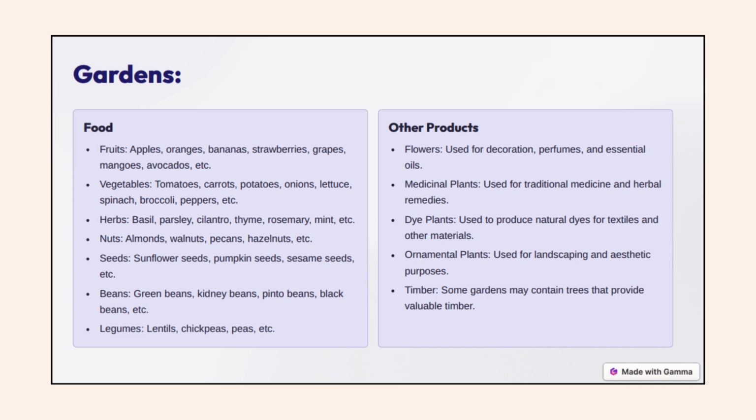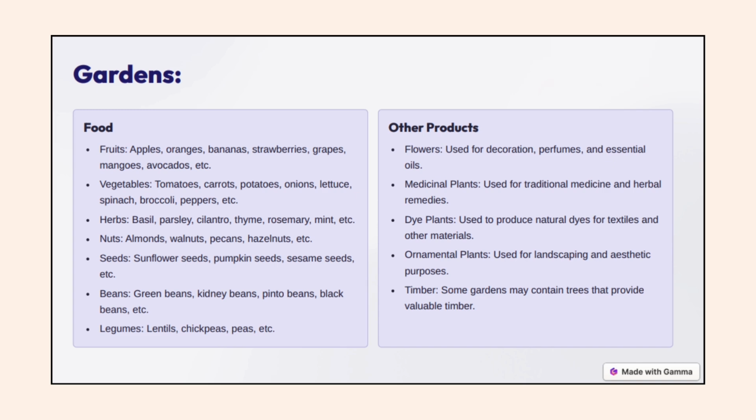Alright, so as for food, gardens can produce fruits such as apples, oranges, bananas, strawberries, grapes, mangoes, avocados, etc. And for vegetables, you have tomatoes, carrots, potatoes, onions, lettuce, spinach, broccoli, peppers, etc. So we also have the pechay. Alright. So for herbs, we have basil, parsley, cilantro, thyme, and the like.